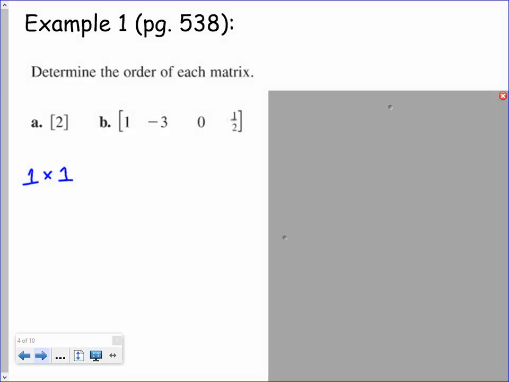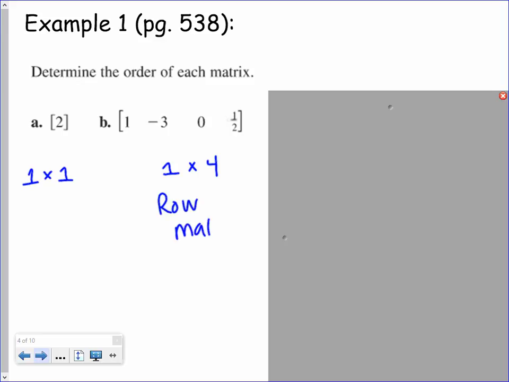How many rows? Rows. 1. How many columns? 4. So rows are horizontal, columns are vertical. So thinking about order, this is a 1 by 4. This matrix also has a special kind of category. Because it has only one row, it's called a row matrix.